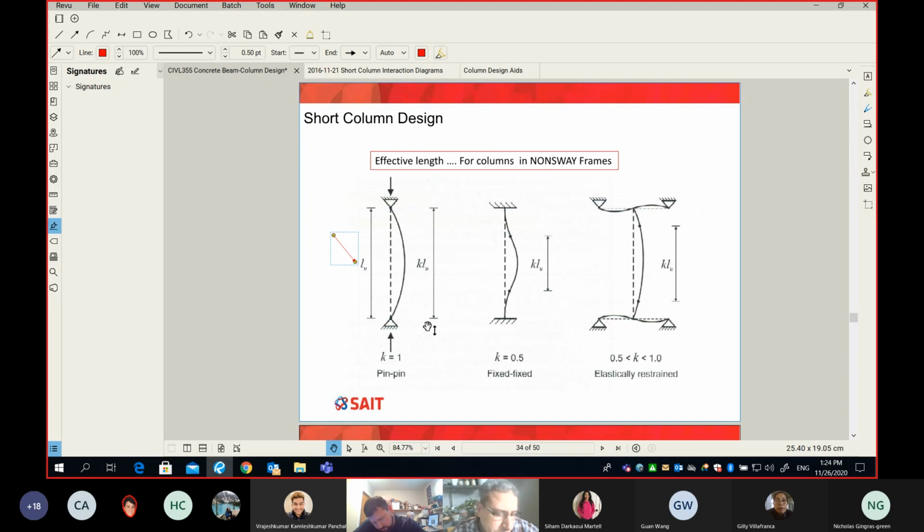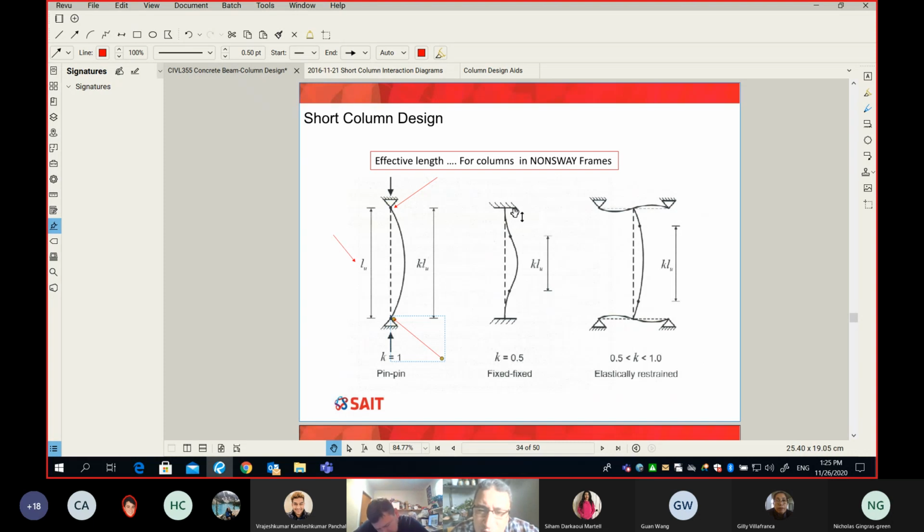For example, if I design and detail the end connections of my column to be hinges, it means there is no restraint of rotation at this point, and no restraint of rotation at this point. This means if I apply axial force, my column will buckle along this curve here. That's why in this case your K is equal to 1, because the buckling length is equal to the L unsupported.